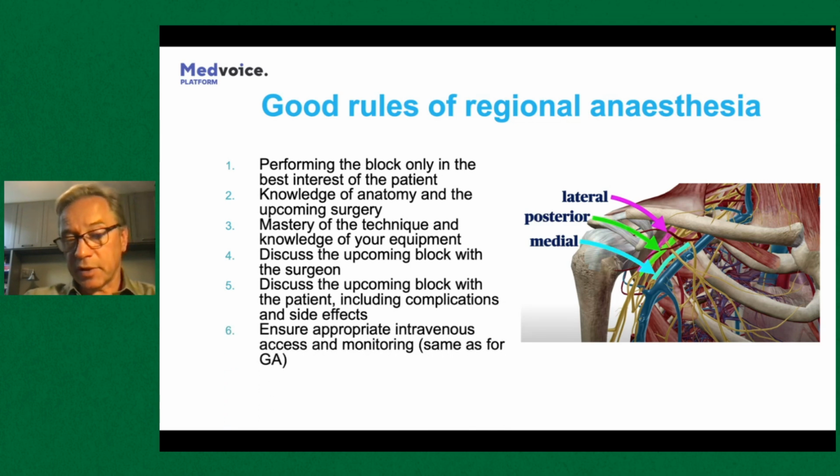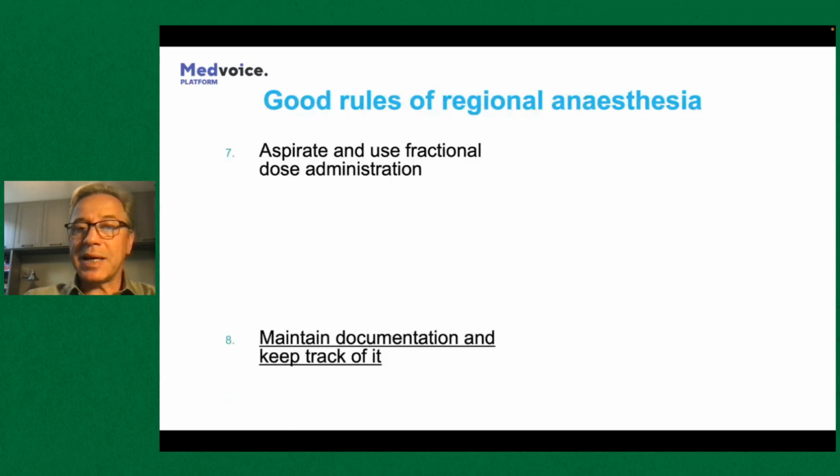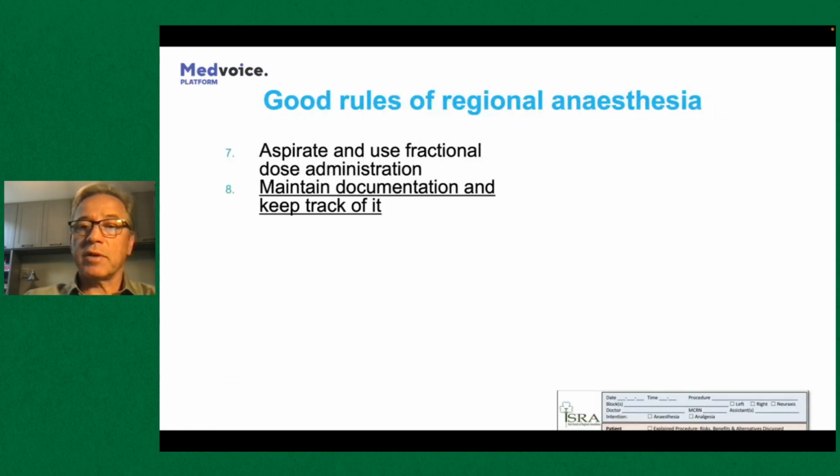Ensure appropriate intravenous access and monitoring is applied. Do not treat regional anesthesia any different from GA. Same standards apply. They still need all the same monitoring for regional anesthesia. Aspirate and use fractional dose administration. Aspirate frequently, after 3 to 5 mils. Maintain documentation and keep track of it.